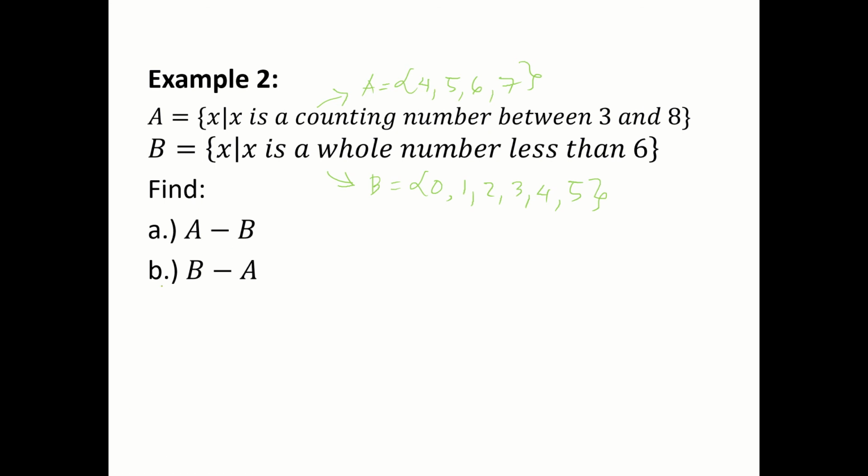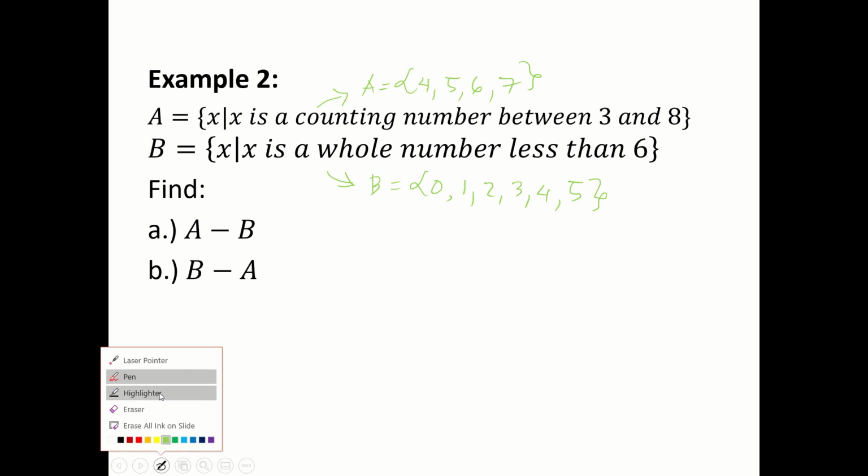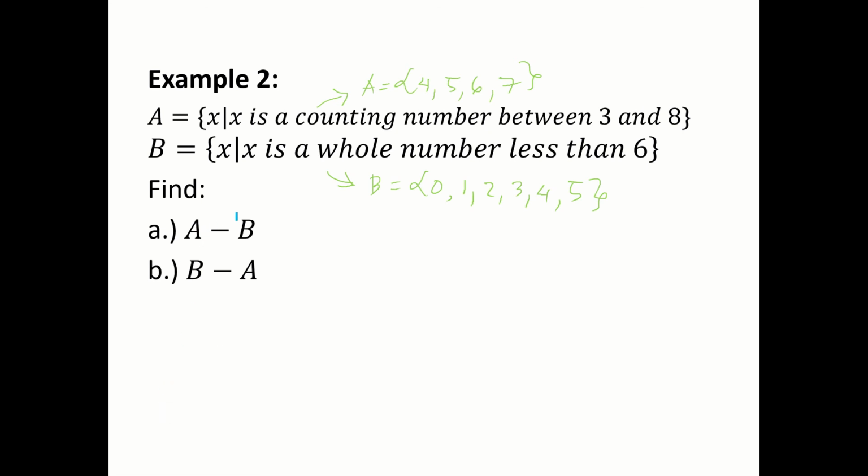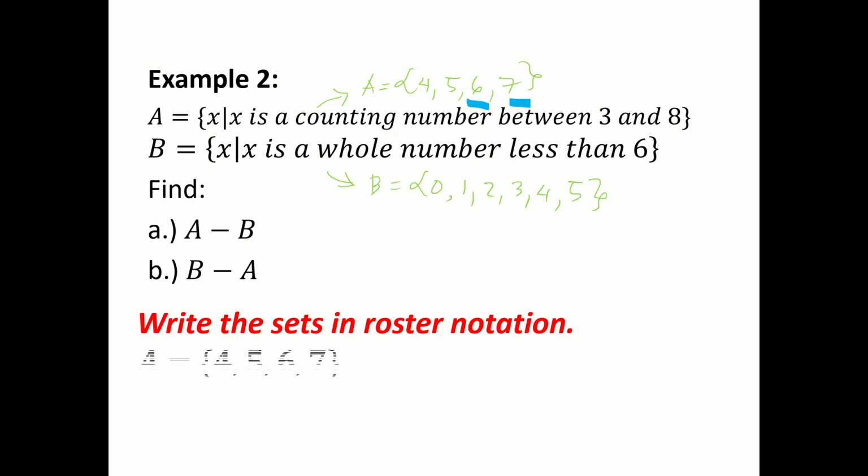So let's begin by finding first the difference between sets A and B. So meaning, we're looking for the elements that are in A only. So the elements that are in A only are what? Not 4, not 5, but 6 and 7. So that's our answer.